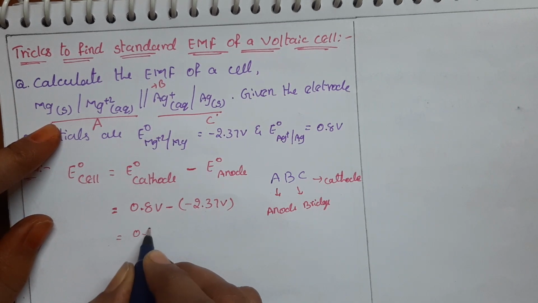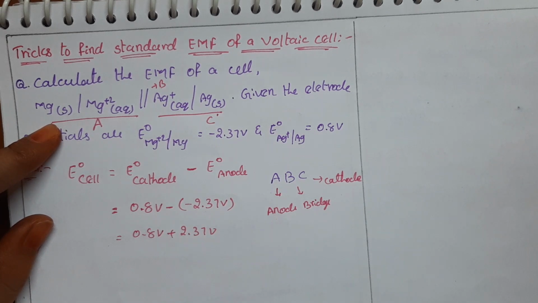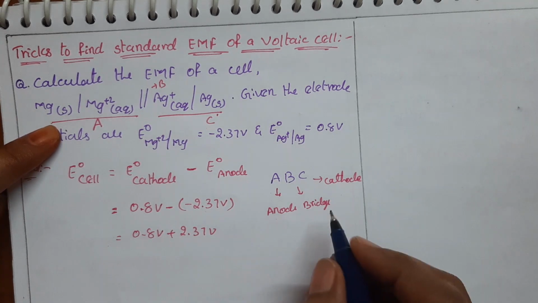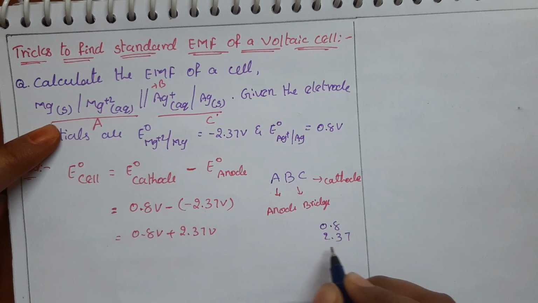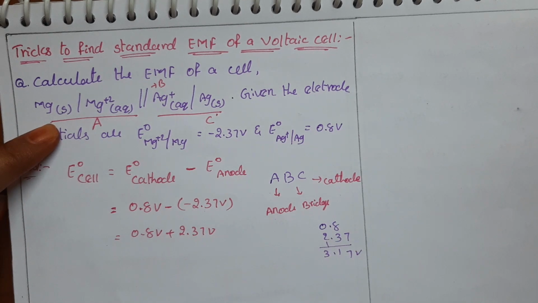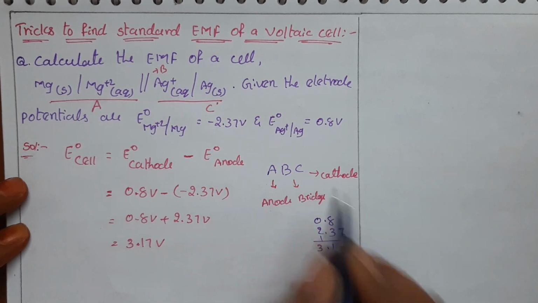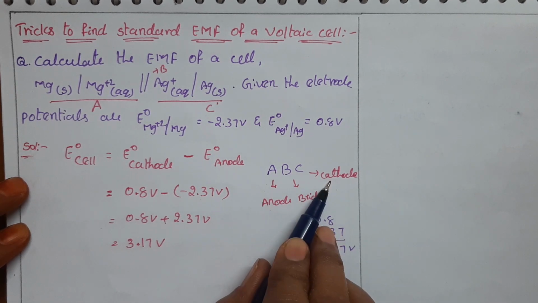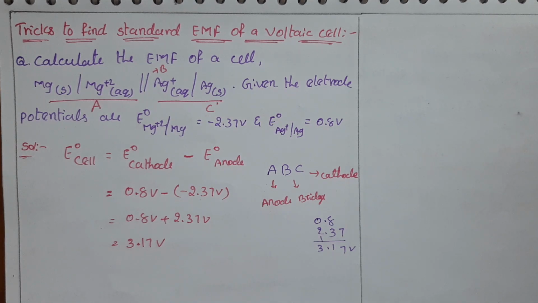It is nothing but 0.8 volts plus 2.37 volts, because minus into minus is plus. Just add these two values and we get the answer: 0.8 plus 2.37 is 3.17 volts. So the answer is 3.17 volts. See how easy it is by following this trick. Just remember ABC: A means anode, C means cathode and B means bridge. Now let's see the next question.